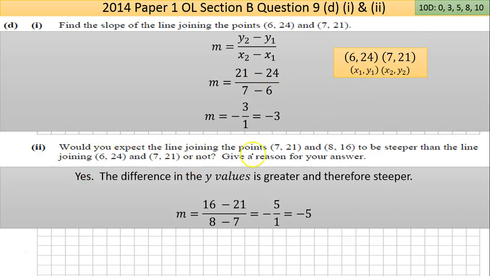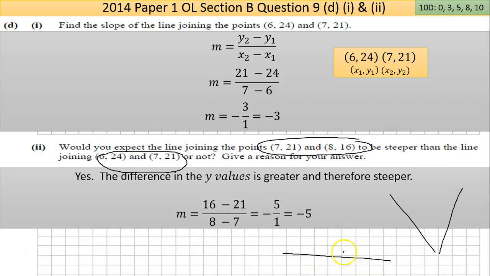Now, would you expect the line joining the points (7, 21) and (8, 16) to be steeper than the line joining (6, 24) and (7, 21)? So basically, would this line they're talking about be steeper than the slope we just calculated? Would it have a value greater than 3? Now, a negative slope means something's going down. A positive slope means it's going up. But if you have a slope of, say, -1, it might be like that, -2 like that, -3 like that, etc. So do you expect the slope between those 2 points to be steeper? Now, give a reason for your answer.